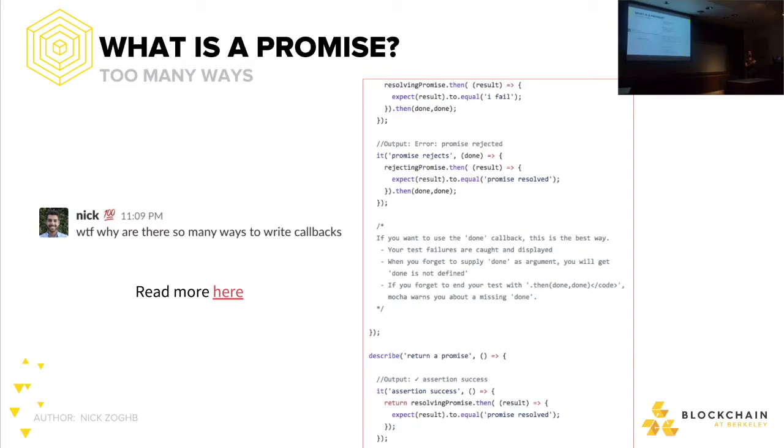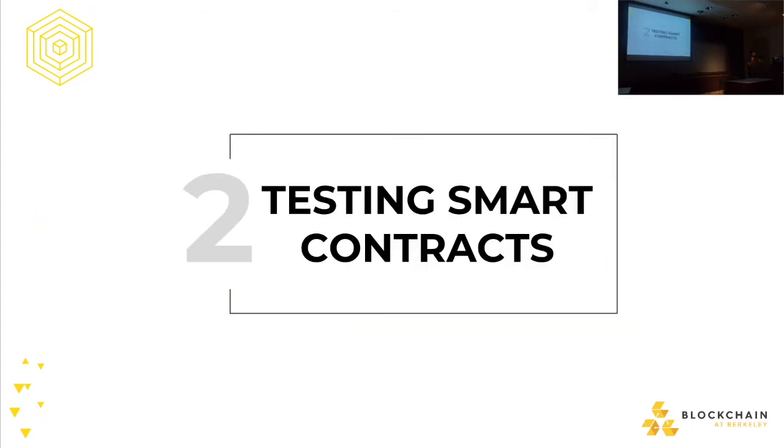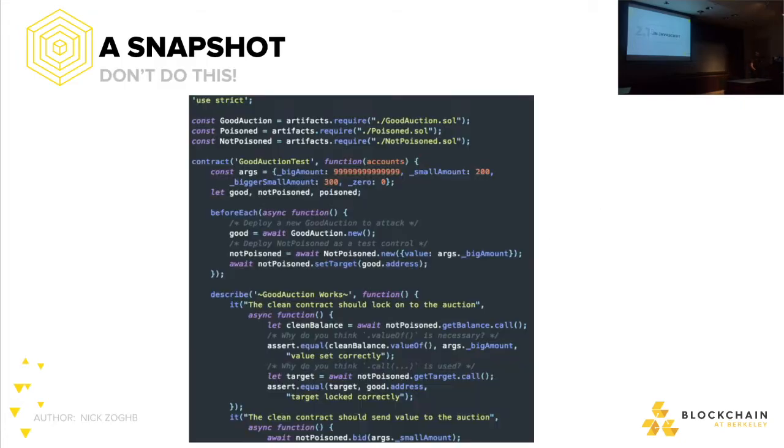So testing smart contracts. In JavaScript, okay, that should say in Solidity. But this is what it looks like in Solidity. So you can write your tests in Solidity, right? And it says don't do this as a subtitle. We'll get to why that is. But you could deploy a contract to the Ethereum network that tests functionality of your other contracts, right?